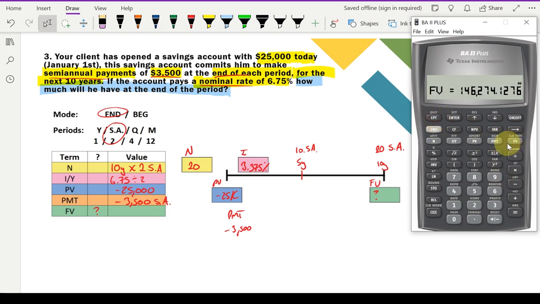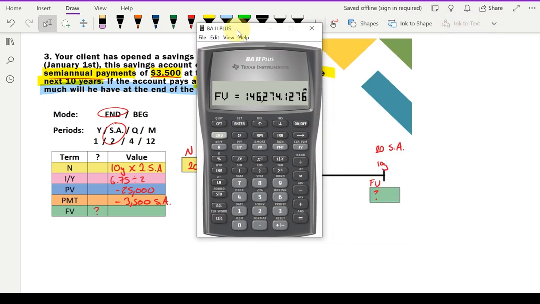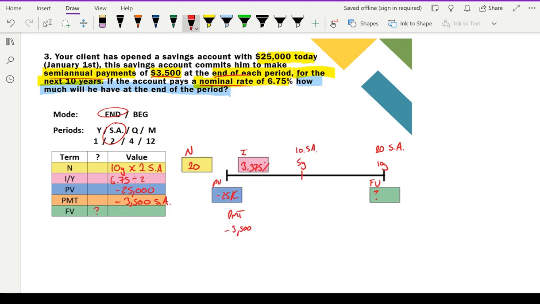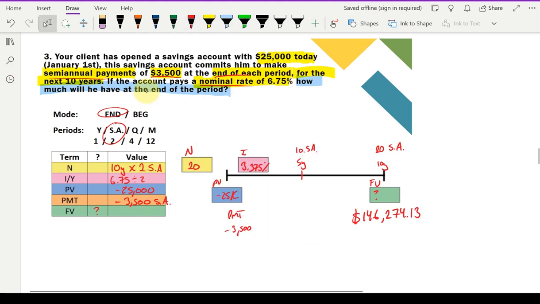So in the future, 10 years from now, 20 payments from now, we're going to have $146,274. What are the cents here? And 13 cents.